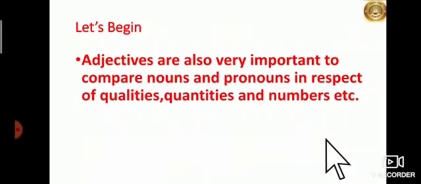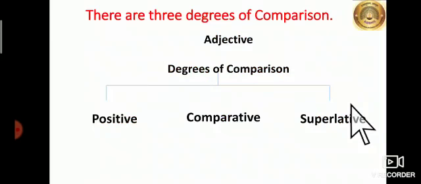Let's begin and learn the comparative degrees in detail. Adjectives are also very important to compare nouns and pronouns in respect of qualities, quantities, and numbers, etc. Let's find out how we compare. There are 3 degrees of comparison, that is positive, comparative, and superlative.